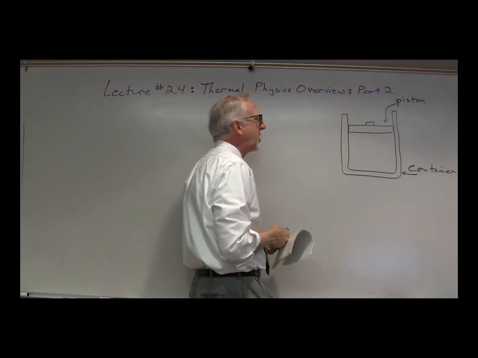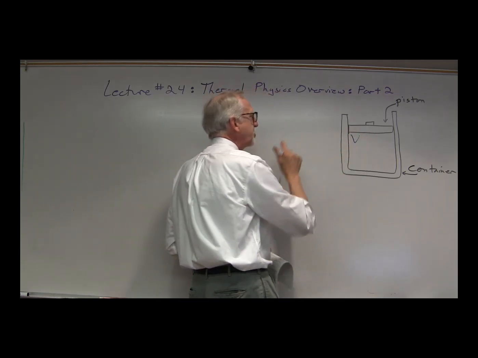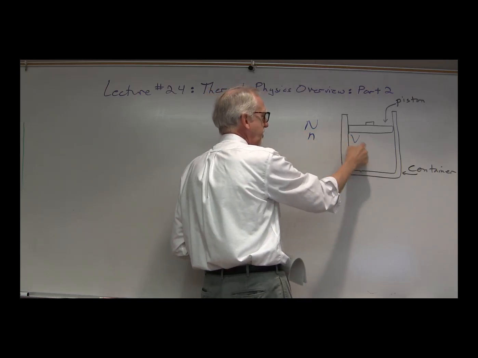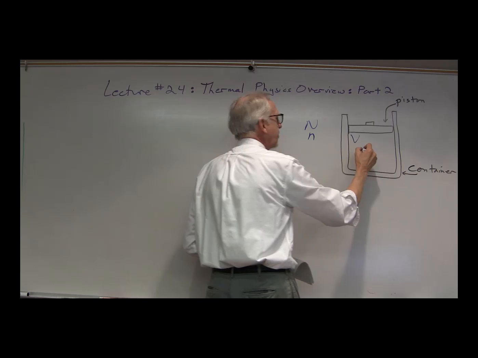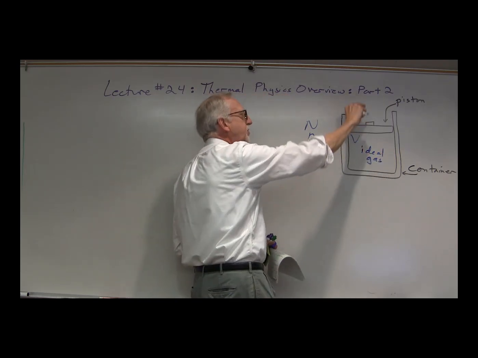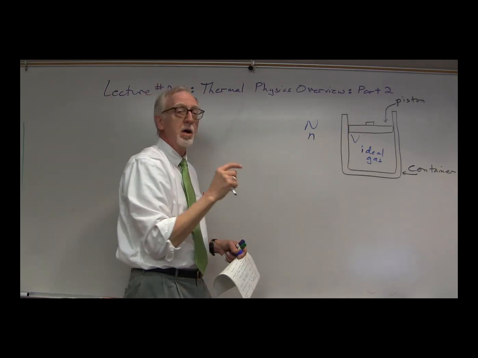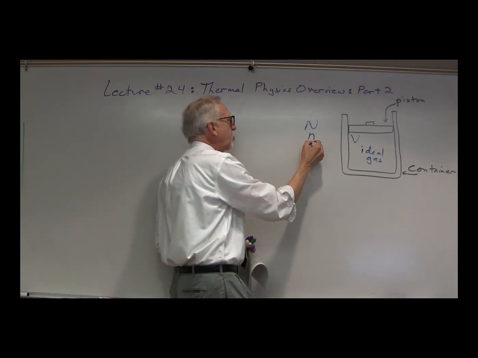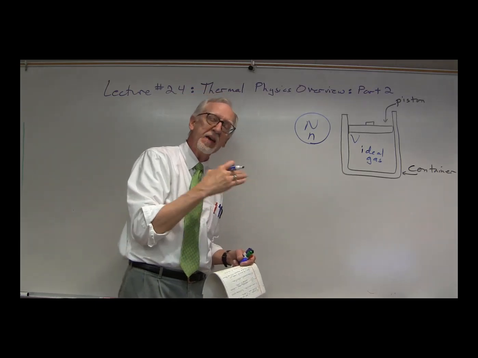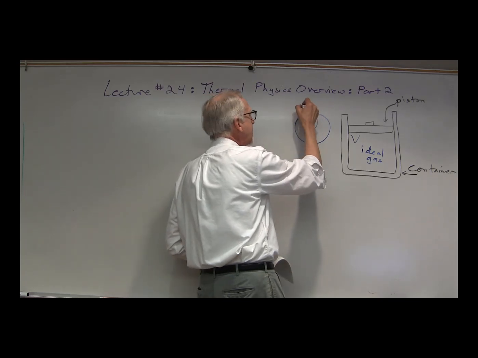So we've got some volume here, and we're going to put some ideal gas in here. We're going to assume we've got some number of particles or number of moles of ideal gas in here. So here's our ideal gas. But we can move this piston up and down, so we can vary the volume of the gas. One thing we're not going to change is the amount of the gas. In other words, we're not going to change big N or little n, the number of particles or number of moles. We're going to assume that stays constant.